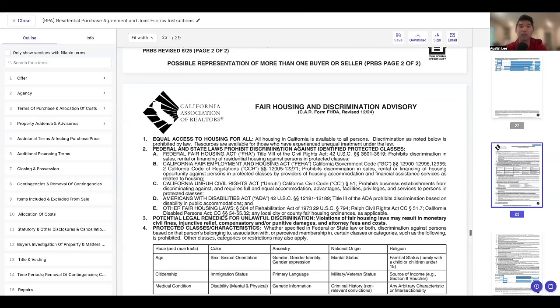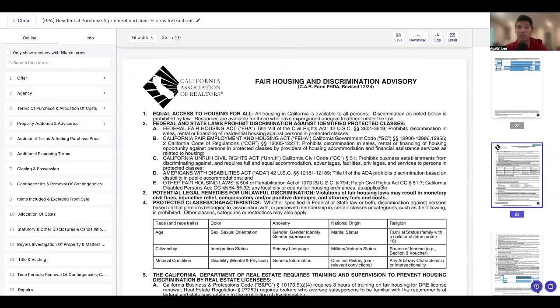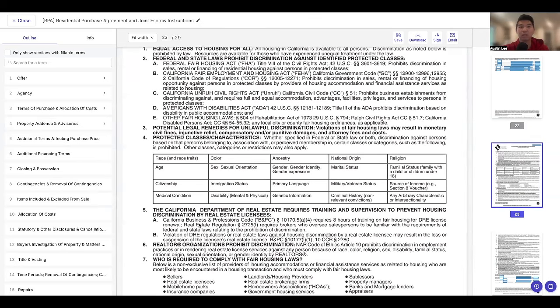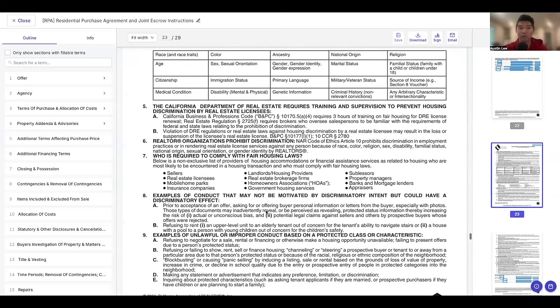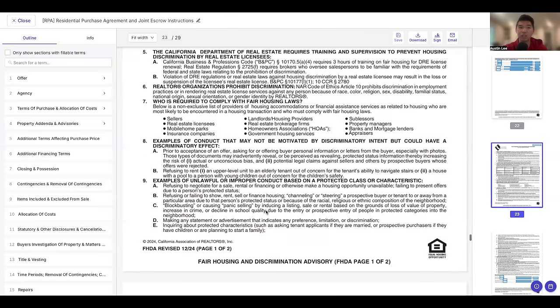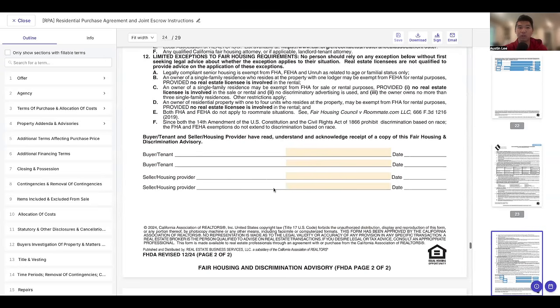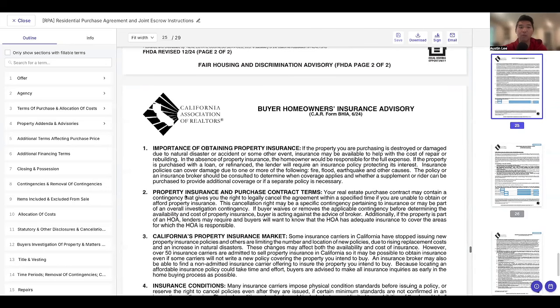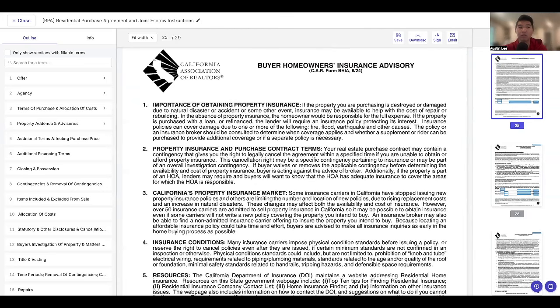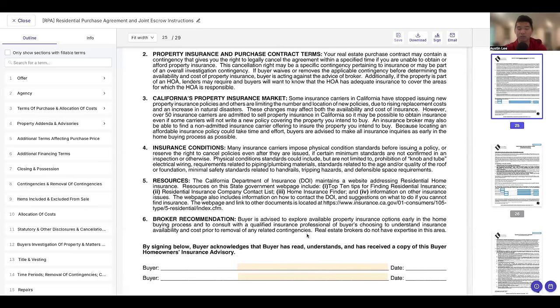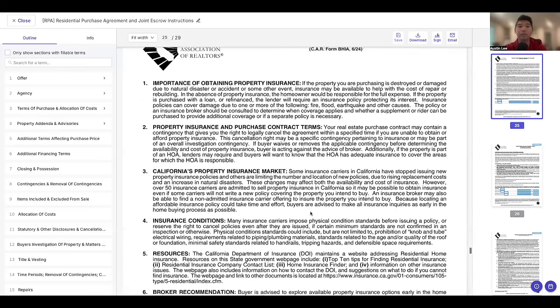Pretty straightforward. Next thing is the Fair Housing Discrimination Advisory, knowing that for every property, there cannot be any discrimination. Race, gender, citizenship cannot be a way to discriminate. Everyone should have an equal opportunity to purchase a property. So that's what this is for. Pretty straightforward. Just fill that out. Buyer's homeowner insurance advisory, knowing that you're required to get insurance when you buy a property.